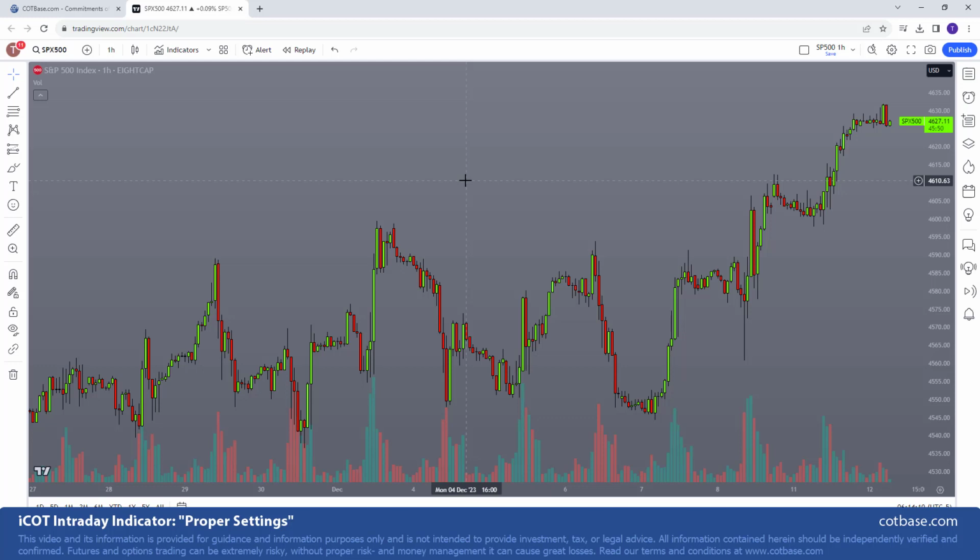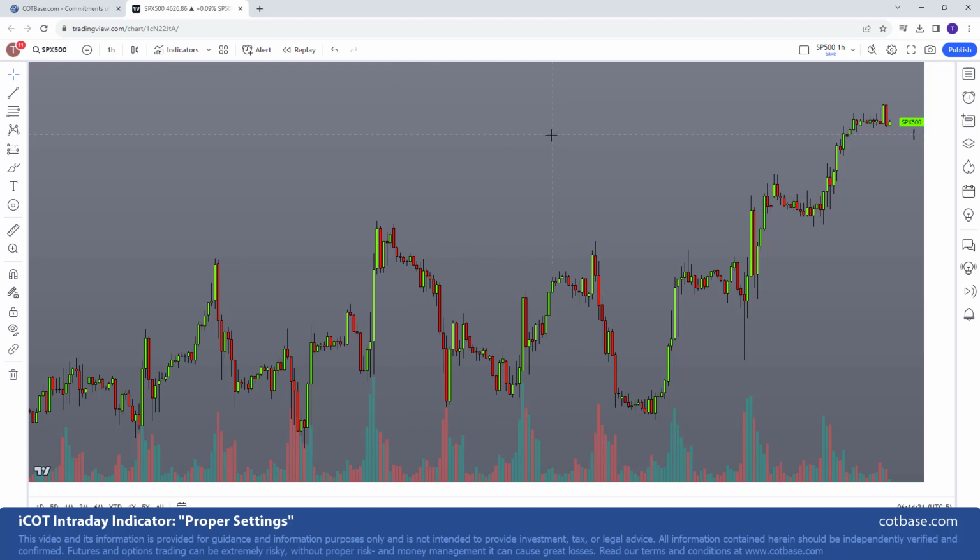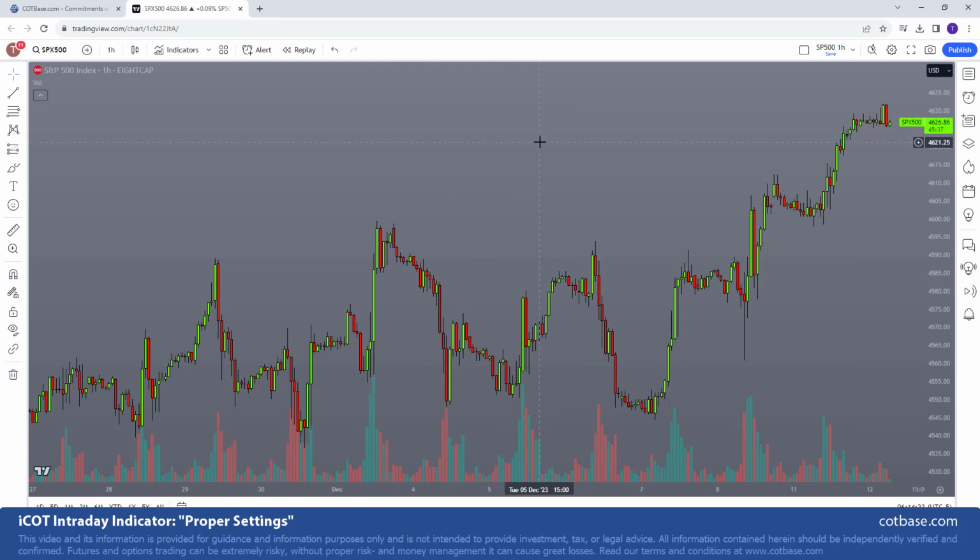the proper settings, okay? So first of all, I'd like to emphasize what I always tell you, that the iCOT Intraday Indicator was developed based on concepts and experience that we have gained throughout the years analyzing the Commitments of Traders report. Our desire and goal was always to create an indicator that can be used on live markets, basically you can bring it down to the micro trading arena. We are very proud of this indicator.